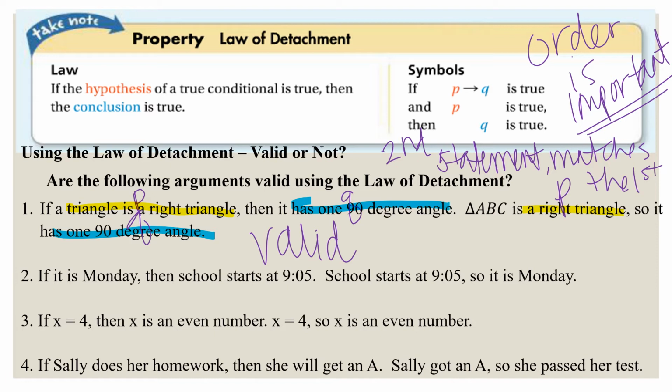For number 2, if it is Monday, then school starts at 9:05. It helps to write the P then Q, because then you can figure out more easily if it is valid or not. The next one, school starts at 9:05. In the original statement, that was my Q. It is Monday was my P. Because these are different, this is invalid, because it's the incorrect order.